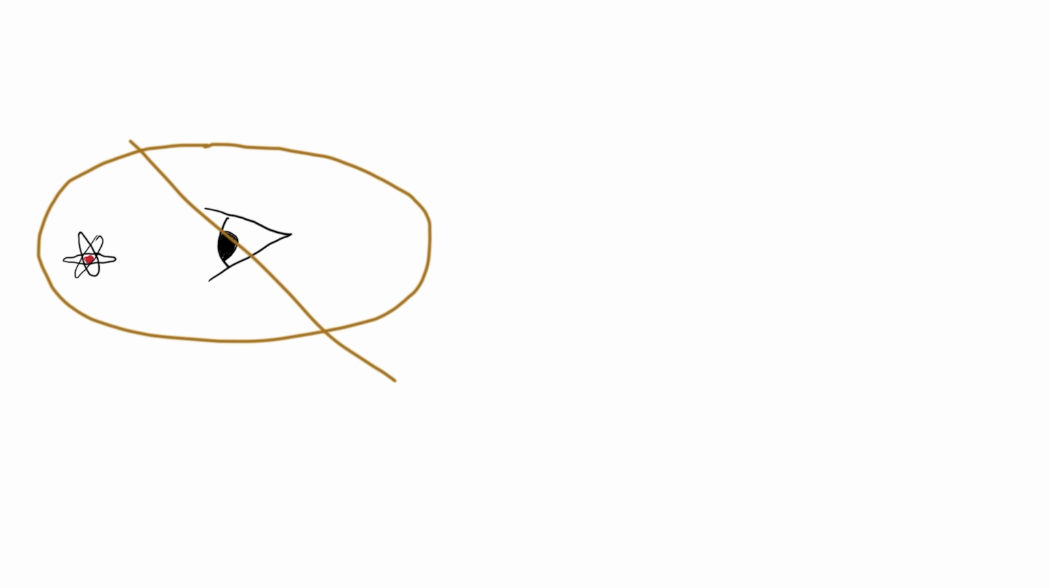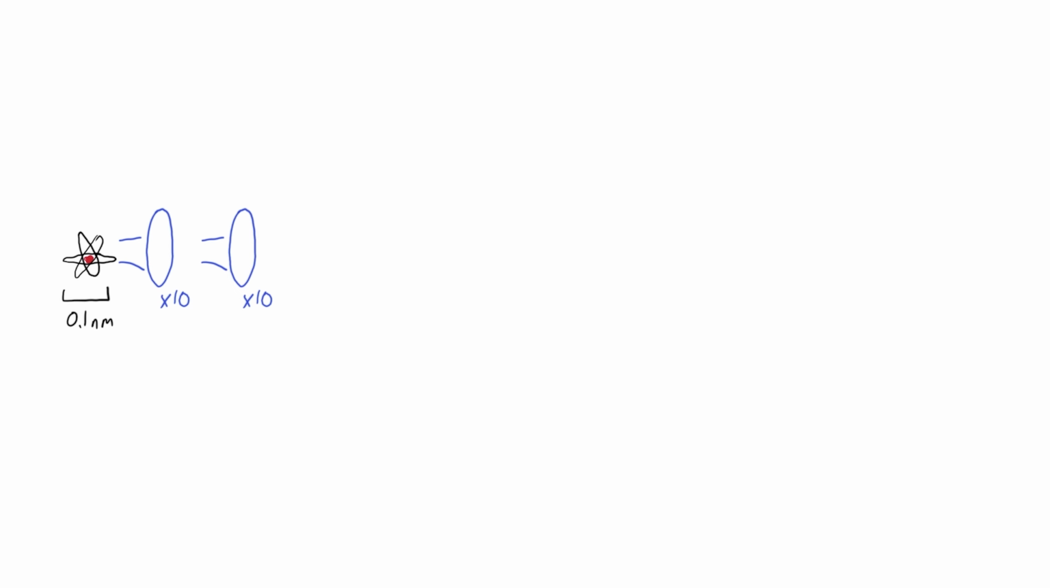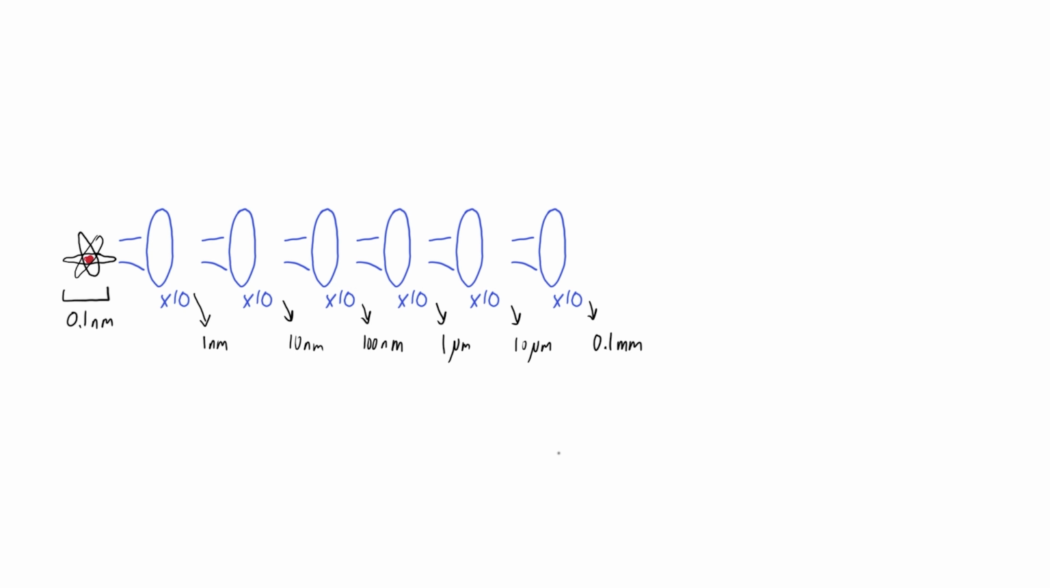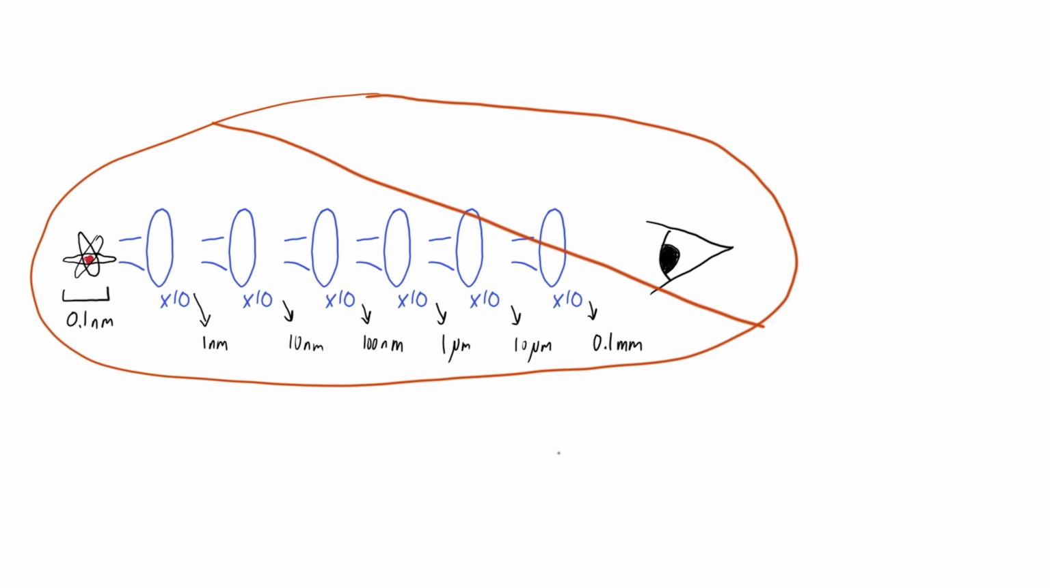An atom is about 1,000,000 times beyond the limit of what can be seen by a human eye. If you were to stack 6 magnifying glasses back to back, each with a magnification factor of 10, would you then be able to see the atom? The answer, frustratingly, is no. Even if you had perfectly manufactured lenses and stacked them in the perfect position, you'll eventually hit an impassable limit.